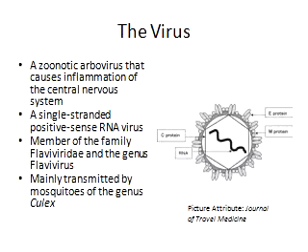The virus is mainly transmitted by mosquitoes of the genus Culex, particularly those of the species Culex tritaeniorhynchus. They are often found near rice paddies and stagnant pools. The picture shows a representation of a Japanese encephalitis virus virion.